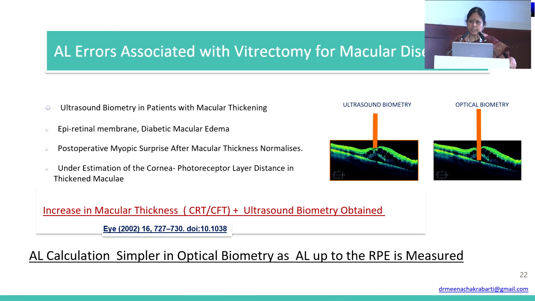We move on to the next situation, when a phaco-vitrectomy is performed for a macular pathology, where it would be ideal to measure the axial length using an optical biometer. But if you're using the ultrasound biometer, there is a margin of error and a postoperative myopic surprise when the macular thickness comes back to normal, because the ultrasound biometer measures only up to the internal limiting membrane, and you have a thickened macula underneath that, and there is an underestimation of the axial length measurement.